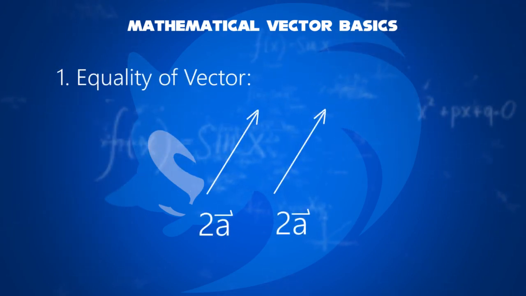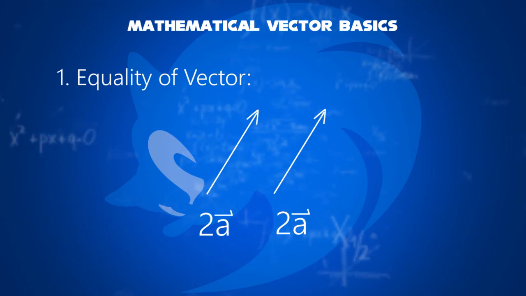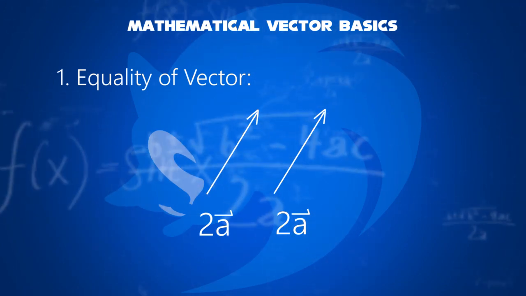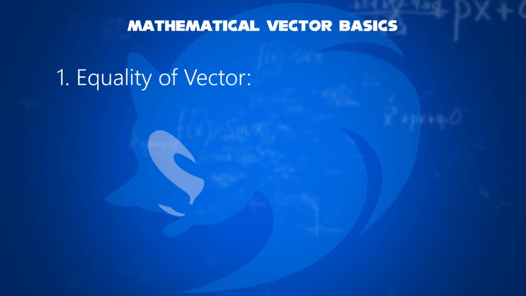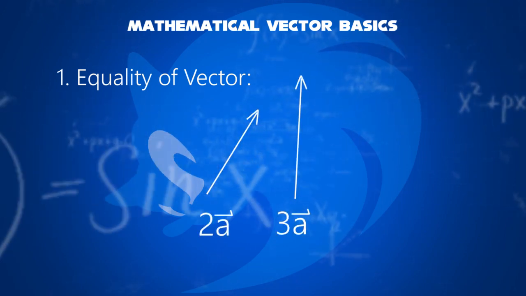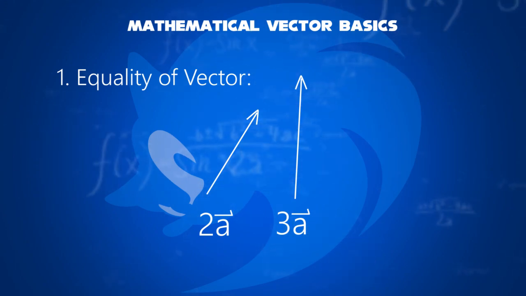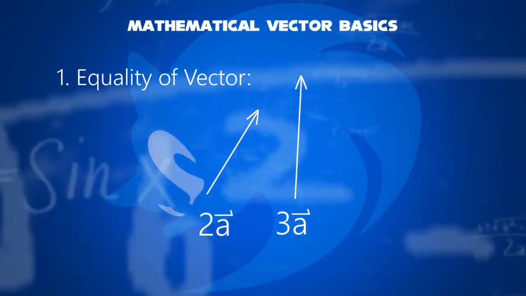Two vectors which have equal length and equal direction, like first vector 2a equals second vector 2a, that is, both vectors are parallel. If another vector has a different length, like 3a, or a different direction, this will not have an equality of vectors.